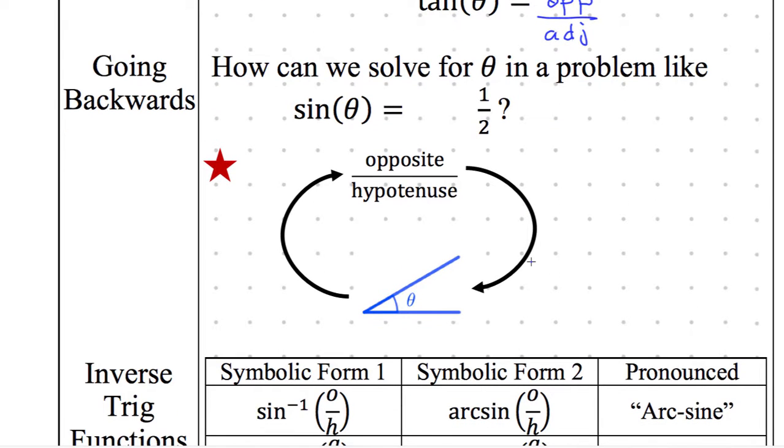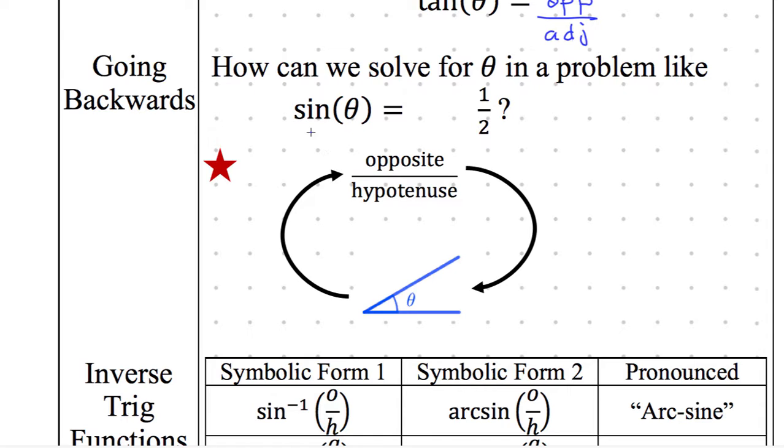Nice shot. All right, so how can we solve for theta in this problem? Sine of theta is equal to 1 over 2. Sine of theta is equal to a half. How do I get theta by itself? How do I undo sine? How do I go backwards from sine? And you can do it. Does anyone know this already before I jump into it? No one knows? Cool. All right.